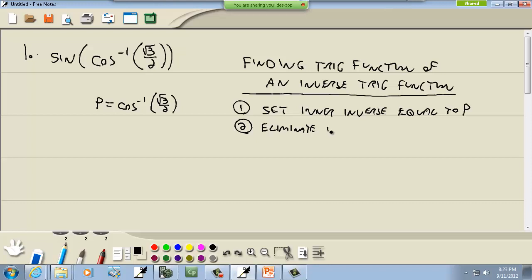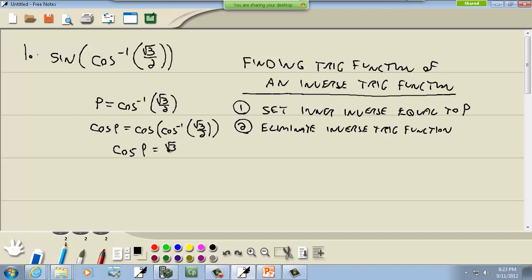Then we want to eliminate the inverse trig function. And how we do that is we take cosine of both sides. So we got cosine p is equal to cosine of inverse cosine of square root of 3 over 2. And that gives us cosine p is equal to the square root of 3 over 2.